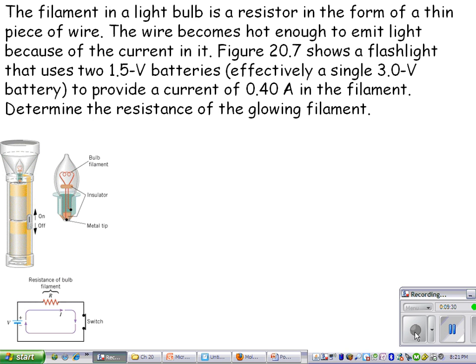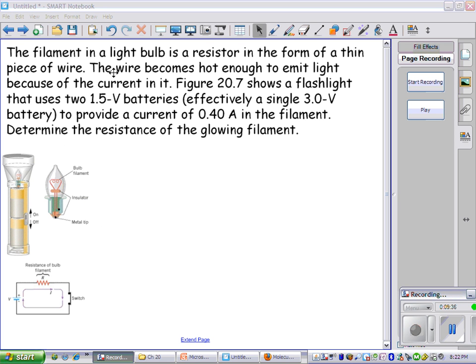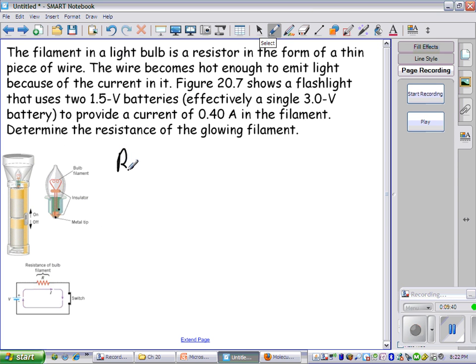So what we'll do is we'll use the equation, Ohm's law. And so we'll write that equation down right here. R equals V over I. And we'll go ahead and plug in our values. We have 3 volts, and you get 0.4 amps. So that then gives us a resistance of 7.5, and the units there are ohms.